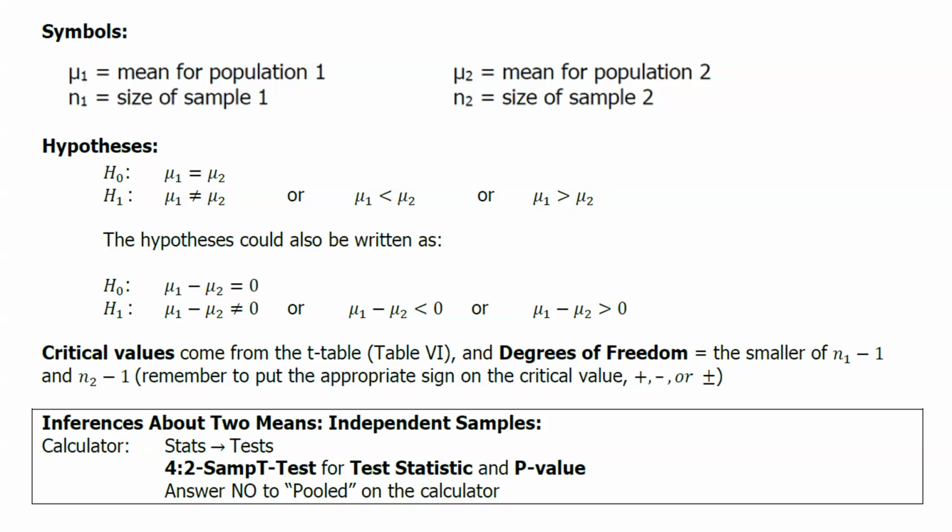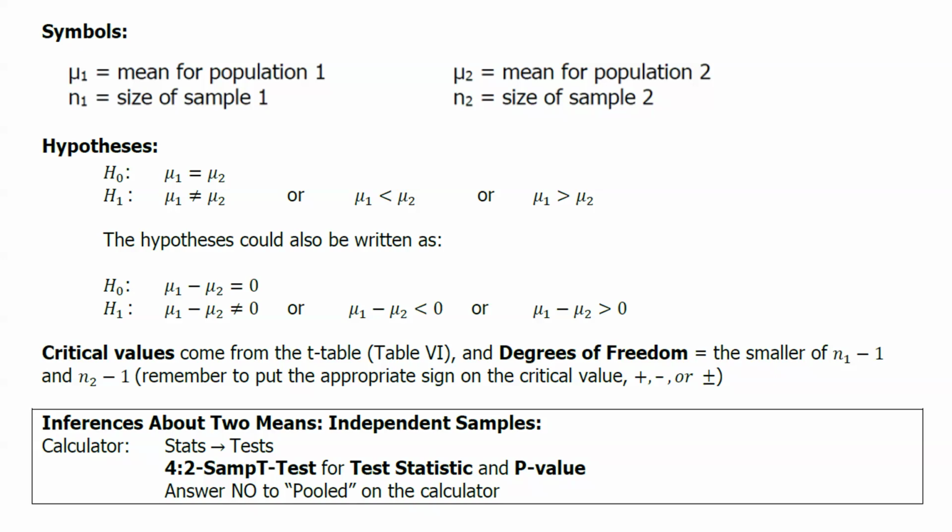Okay. Next, we have our hypotheses. So for our null hypothesis, we know we're using equality. So we'll set each mu equal to each other. Then for the alternative, we have three different types: does not equal, less than, or greater than, to signify the three different tests: right-tailed, left-tailed, and two-tailed. It can also be written as mu1 minus mu2 equals 0. So remember, that's just moving mu2 to the left-hand side via subtraction.